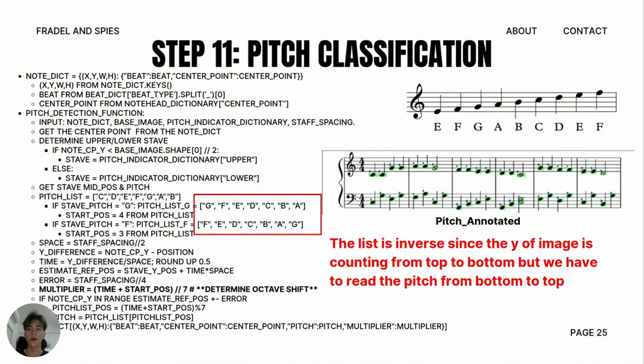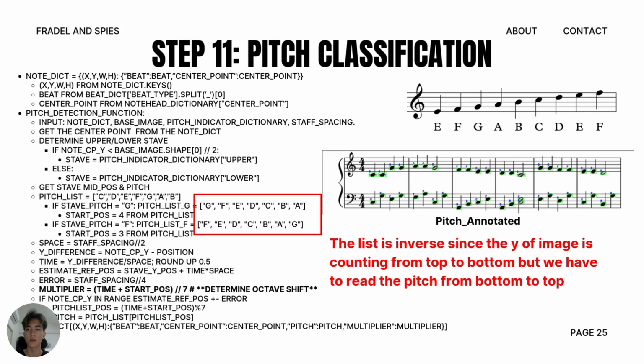7. After we got the reference point for finding pitch, we calculate the spacing between each pitch, which equals the step spacing divided by 2. 8. Then we find the Y difference, which is calculated from the note head center point Y subtracted by the reference position. 9. We calculate the time equal to the Y difference divided by the space. Then we write it to make a time variable as an integer.